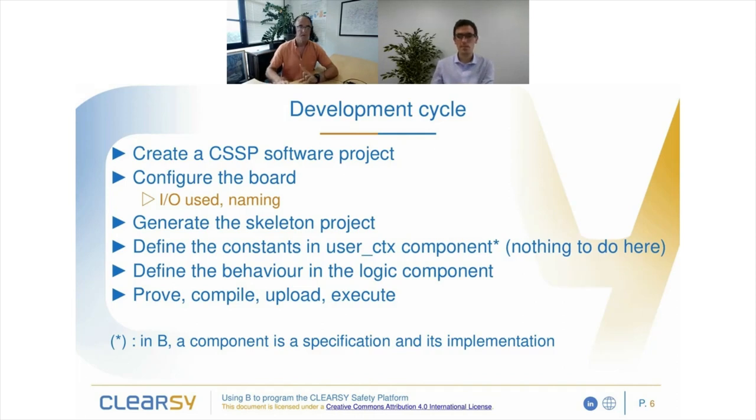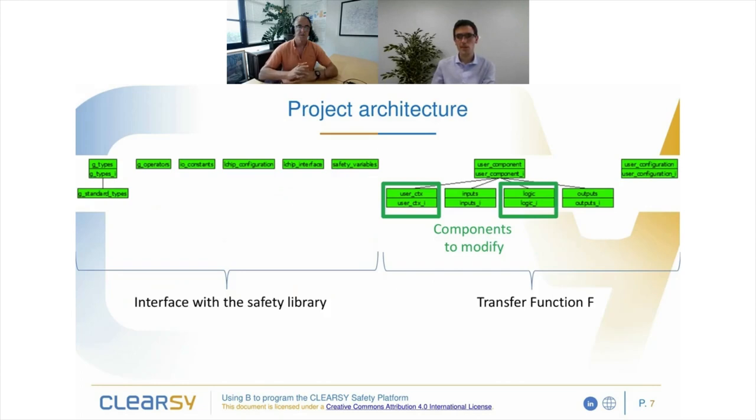Yeah, so just, a component in B just means a specification and its implementation. And this is what is represented here. So when you create a project, you get this picture. All the boxes represent one component.